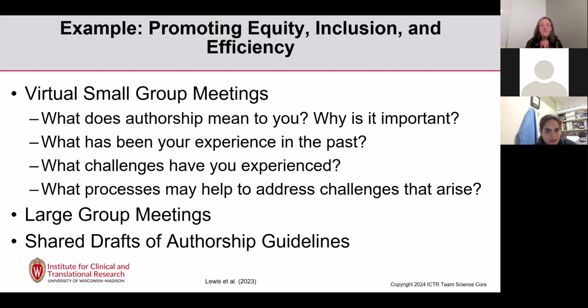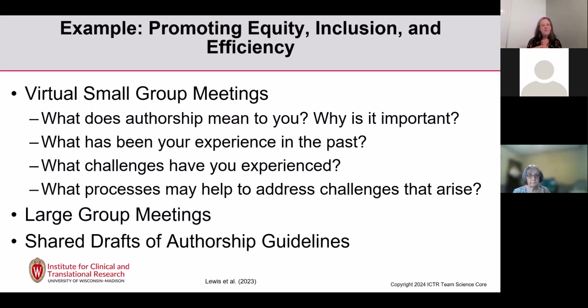So this large consortia had small group meetings where they were working to get everybody's voices heard. We know from the science of team science that if you want to have all voices heard, sometimes you have to be creative and create smaller venues for that. So they ask questions like, what does authorship mean to you? Why is it important? What has been your experience in the past? What challenges have you experienced? And what processes may help to address challenges that arise?